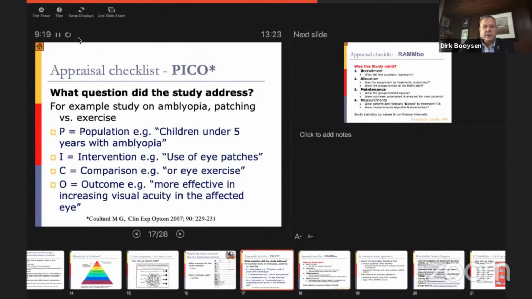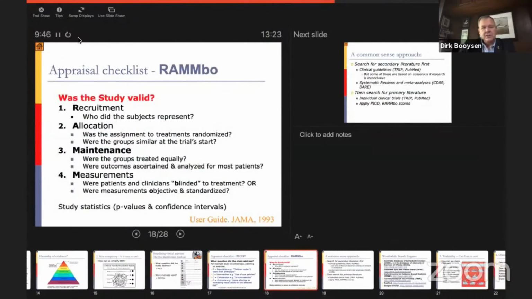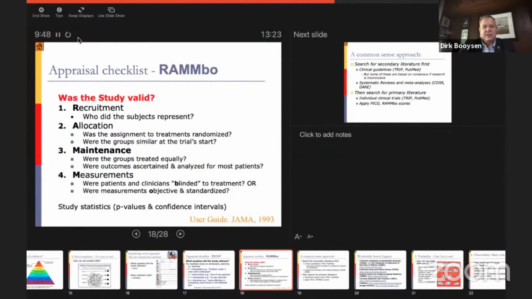So the appraisal or the PICO method here: what question did the study address? For example, if you look at the study on amblyopia and patching versus exercise, what was the population? Was it children under 5 years with amblyopia? Intervention, did they use eye patches? What did they compare it to? Eye exercise. What was the outcome? More effective in increasing visual acuity in the affected eye. So you can use this to very quickly scan through the study and see if it's worthwhile reading. Then you appraise the study. Was the study valid?